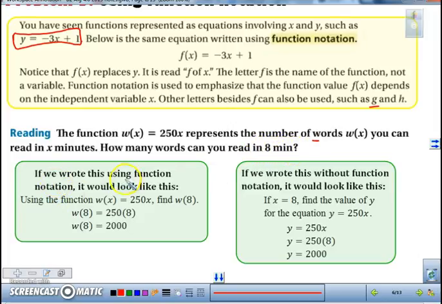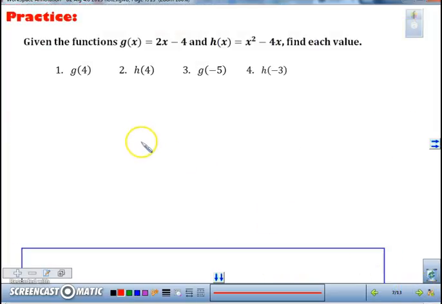How many words can you read in 8 minutes? So first thing we're going to do is look at our notation. W of x, we're going to write down our equation. But then instead of putting x, we're going to replace x with 8. So it's kind of like we did up here. We just replaced the x with 8. 250 times 8 gives us 2,000. It says if we wrote this without function notation, this would be how it looks. So this is what you've done before. It's just a little different, but it's not harder, just different.